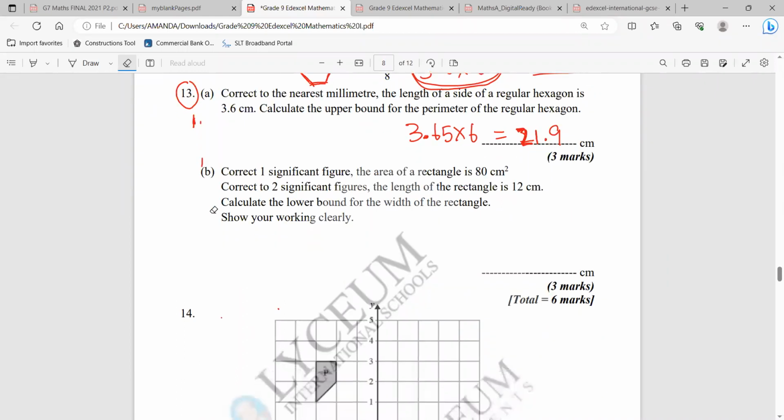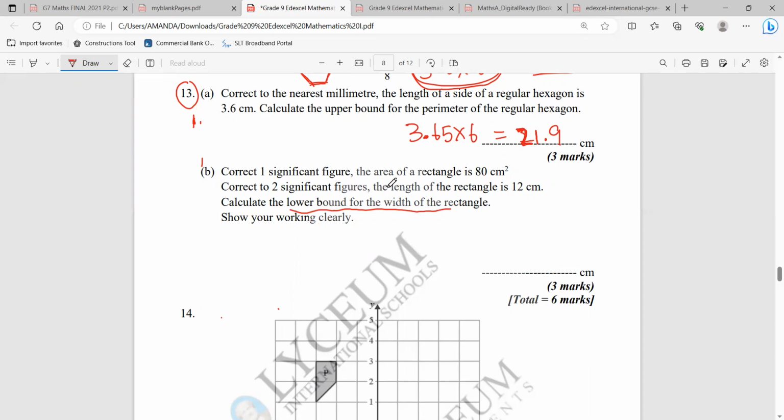So the next question here. Correct to one significant figure, the area of the rectangle is 80 square centimeters, which is correct to one significant figure. And correct to two significant figures, the length of the rectangle is 12. Calculate the lower bound width of the rectangle.